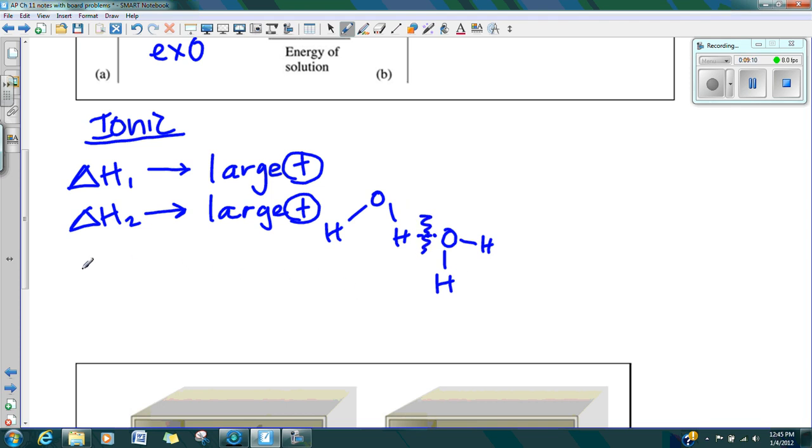All right, and then my change in heat of step 3 is also going to have to be very large when this happens, but I am releasing a ton of energy. Because there's such a strong interaction between these ions, I'm going to be releasing a lot of this. Okay, so this is an ionic system.